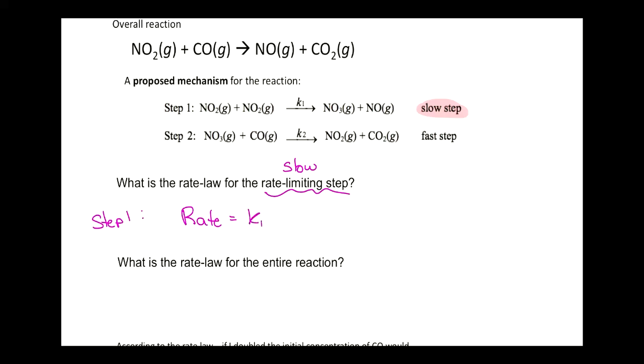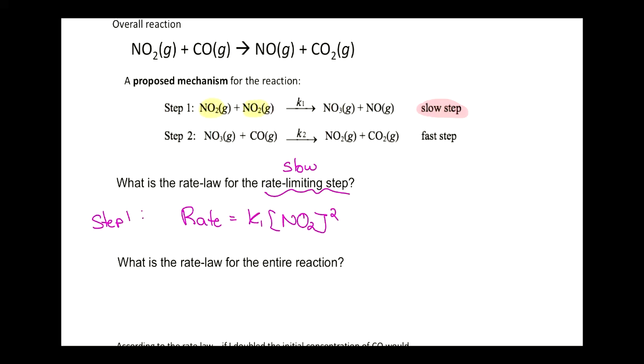I'm going to multiply this by K1, so the rate constant for the first step, which is different from the rate constant of the second step. And I'm just going to take the concentrations of your reactants. So in the first step, we have NO2, but it is squared. So this is another bimolecular reaction, but it's 2 NO2 particles.